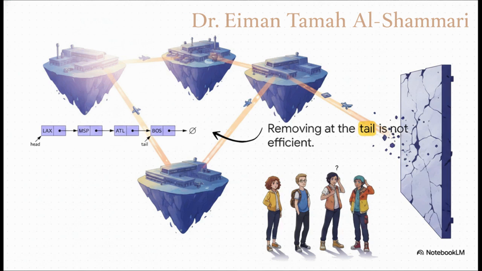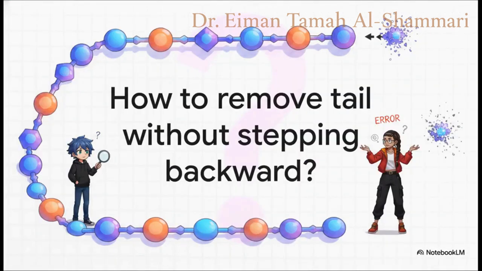LAX points to MSP, which points to ATL, which points to BOS. You can never go in reverse. Think about it for a second. If you delete that final tail node, the second-to-last node still thinks the tail exists. It's pointing straight to a dead end. And if you can't step backward from the tail to update that previous node's pointer to null, how do you fix the list? Well, you are forced to start at the very beginning and walk through the entire scavenger hunt all over again just to find that second-to-last clue.